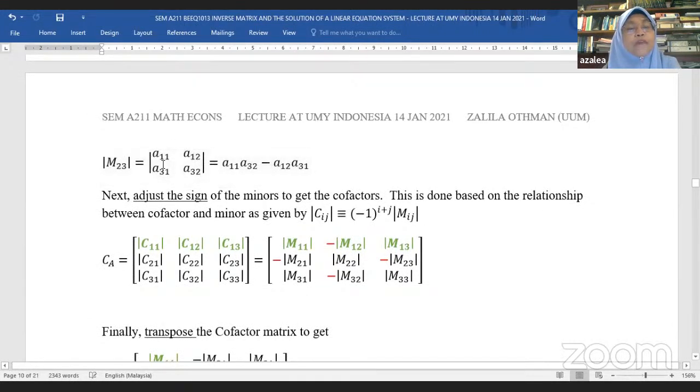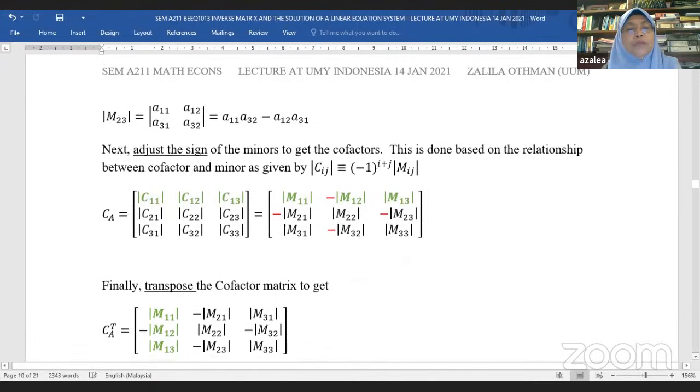Then this one, the minor is a determinant, so we can find a single value by multiplying the two elements in the principal diagonal minus the product of the two elements off the principal diagonal. So once you get all the minors, then you can get the cofactor by adjusting the sign of the minors. So cofactor is equal to the minor with the correct sign. So that's why we just put minus on this value, and minus on this value, and minus on this value. Once you get the minor, then adjust the sign. Immediately you get the cofactor.